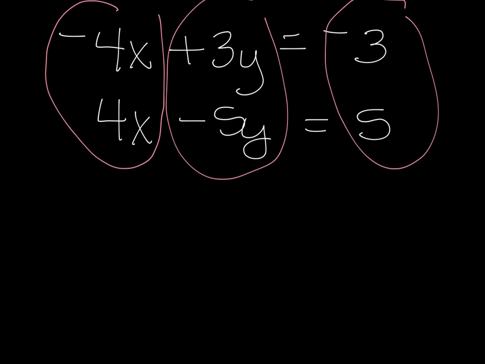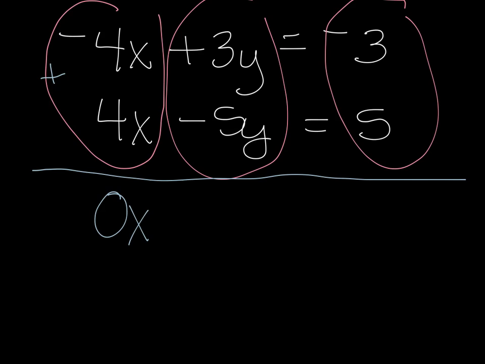So because this one's already set up for elimination, we're going to take these two equations and add them together, and I'll show you why. If we add these two equations together, we get negative 4x plus 4x is 0x, which is what we want. We want to eliminate one of the variables. Now, if we add those two terms, we have to add all the other ones. So I'm going to add 3y plus negative 5y, that gives you negative 2y. And if we take negative 3 plus 5, we get 2.